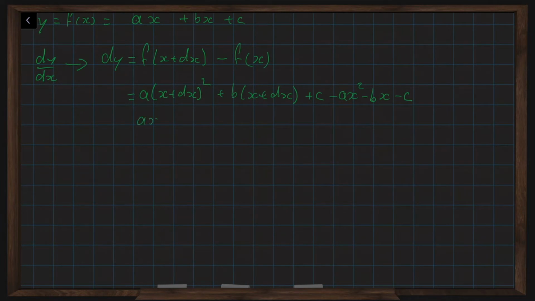We have ax squared plus 2ax dx plus a dx squared plus bx plus b dx plus c. And then we subtract that second bit, so that's ax squared minus bx minus c. So from the way I've laid it out there, you can already see that these cancel out.